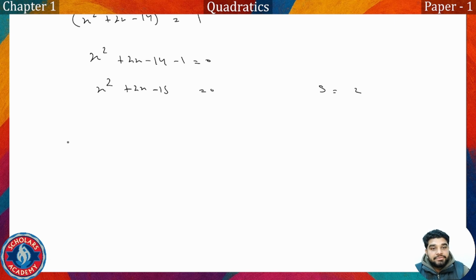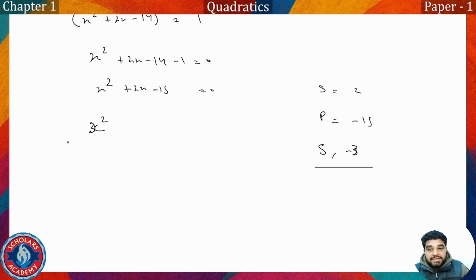Sum is equal to 2, product is negative 15. The two numbers should be, yes, 5 and negative 3. Okay, so I hope you're getting a good idea of factorization.